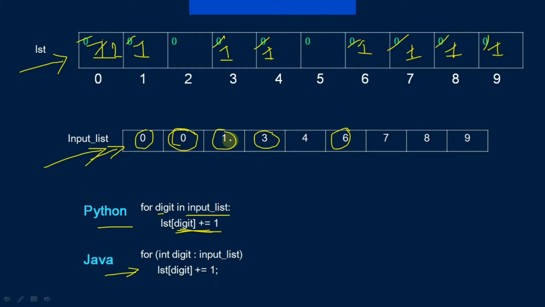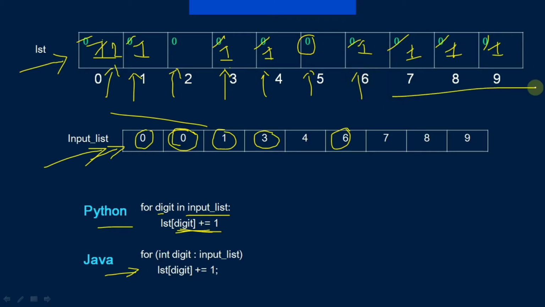Okay, so after the iteration, we will have successfully stored the occurrence of every digit. That means 0 is occurring twice, 1 is occurring once, and the second index value is 0. That means 2 is not present in the input list, and 3 is occurring once, 4 is occurring once, and 5 is not occurring. That is why the fifth index value is 0, and 6 is occurring once, and so on. So first of all, we have successfully stored the occurrence of every digit in lst. Okay, so this was our first step.